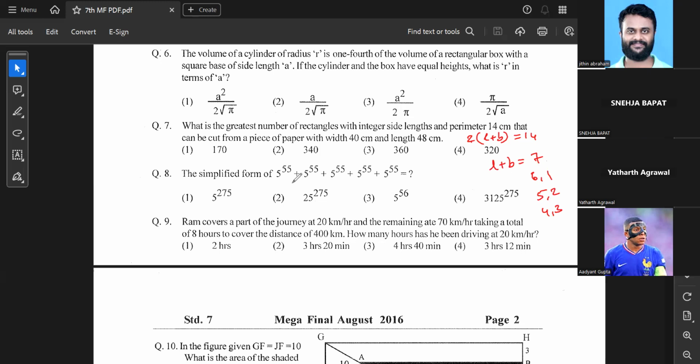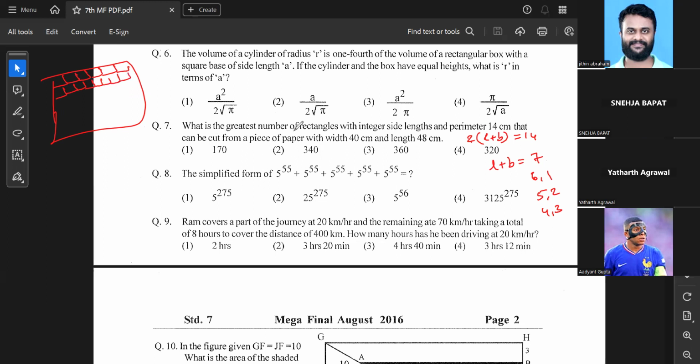Now, out of these 3 possibilities, you have a big white paper from which you have to cut the maximum number of rectangles. Cutting the maximum number means cutting as small pieces as possible. Simple logic. Then only you can get the maximum number, because if you cut big rectangles, you will get fewer rectangles, whereas if you cut small rectangles, you will get more pieces. That is the overall logic.